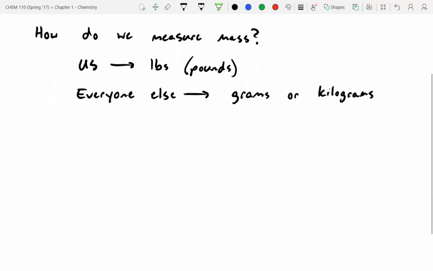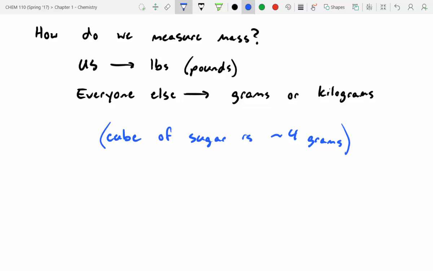All right, and I like to always compare these to things that I'm familiar with, so we have to come up with a good estimate. Most people in the US aren't that familiar with grams. However, a cube of sugar is about 4 grams. So if you hear somebody say, hey, this weighs 10 grams, you can imagine 2.5 cubes of sugar, right? It weighs about that much. I like coming up with some simple estimators. That way it's a lot easier to approximate the mass or length of something.